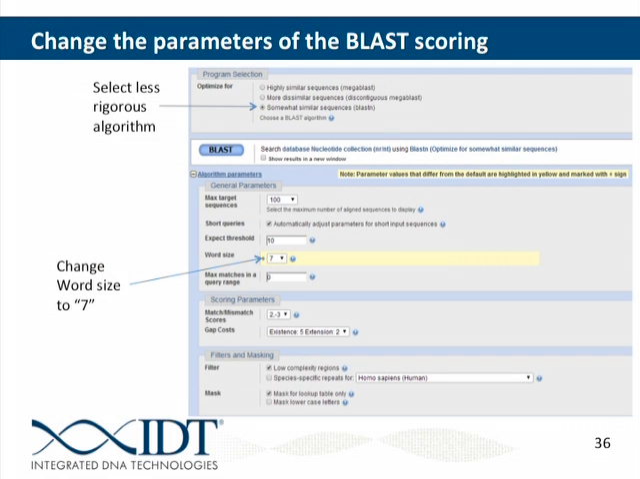So we can change the parameters a little bit for the BLAST scoring. We want to select the less rigorous algorithm, so the somewhat similar sequences or BLASTN algorithm, and then change that word size to 7 so that it's chunking up the sequence in smaller regions.